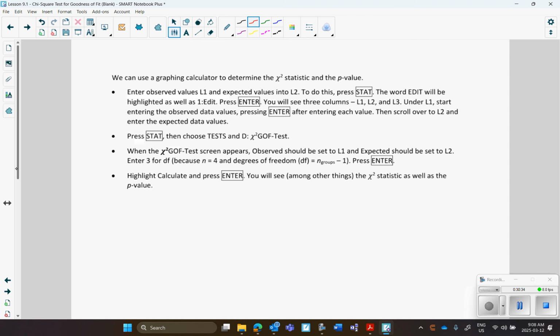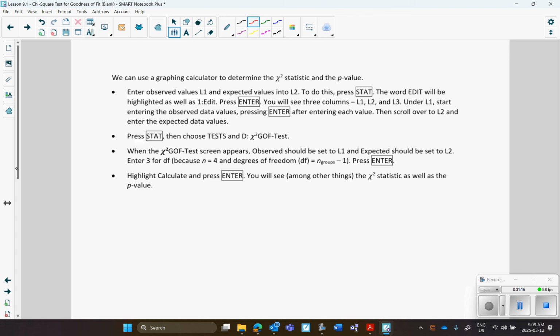So we're going to enter 432, 247, 226, 1118, and then we're going to scroll over to list 2, and we're going to enter the expected, which is all those values that we did on the previous page under large counts. So it was 1163.2, and then 62.7, 16.2, 782.9, and we've got our list done.